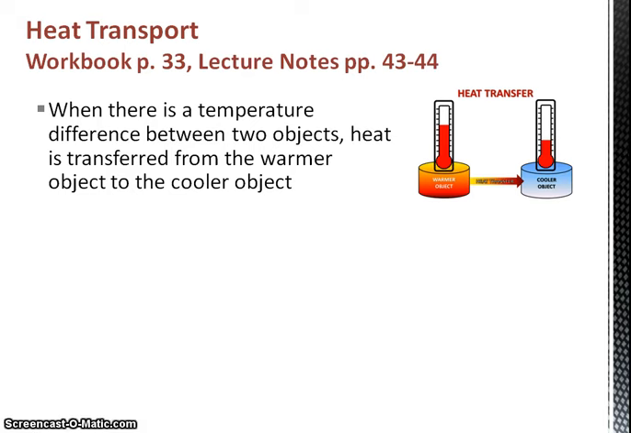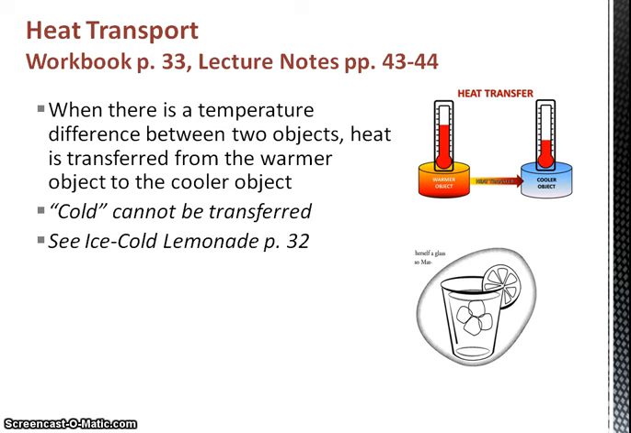So when there's a temperature difference between two different objects, heat is always going to be transferred from the warmer object to the cooler object. And that's what's shown in this picture. There's no such thing as cold that can be transferred from other objects, but you'll often hear people say things like, close the door, you're letting all the cold air in or all the cold air out, or close the refrigerator, you're letting the cold out. But we're always going to talk about the transfer of heat, not cold.